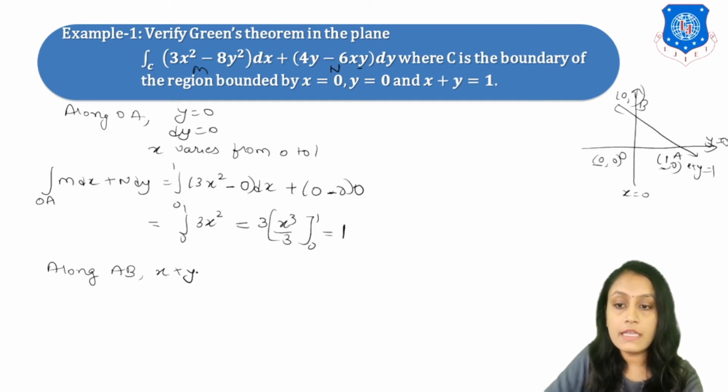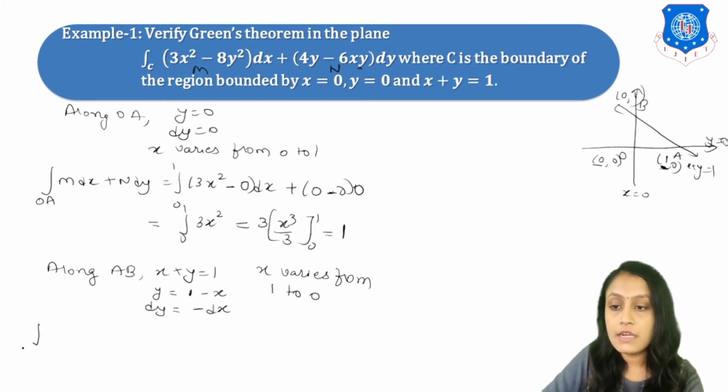x plus y is equal to 1. So we can say that y is equal to 1 minus x. So dy is minus dx. Now here we are converting everything in the form of x, so again we have to take the limit of x only. Here the x component is 1 and x goes to 0. So x varies from 1 to 0.